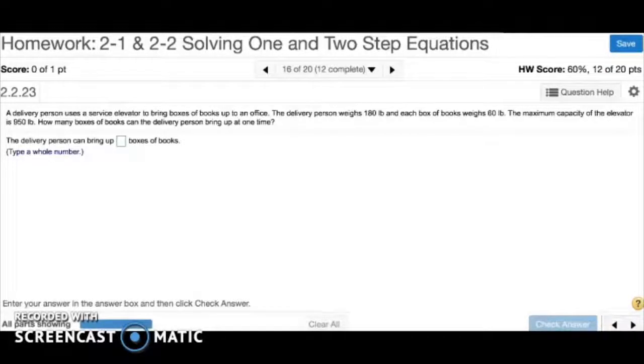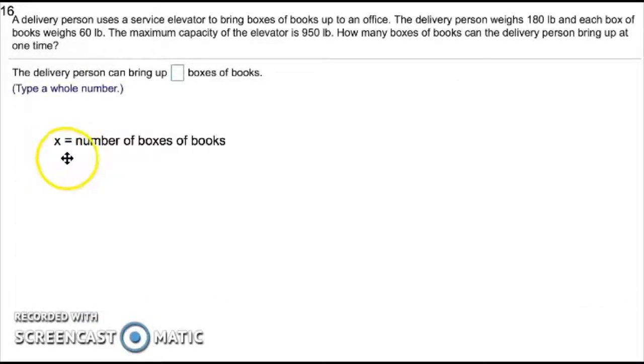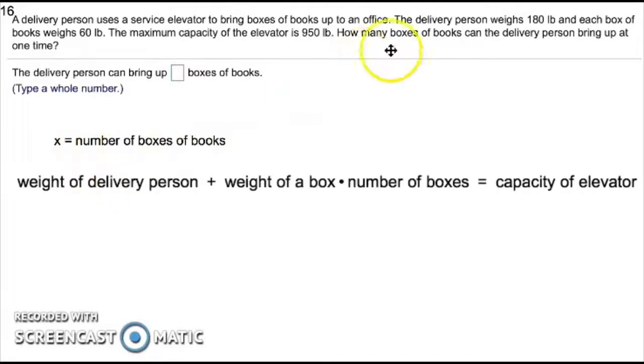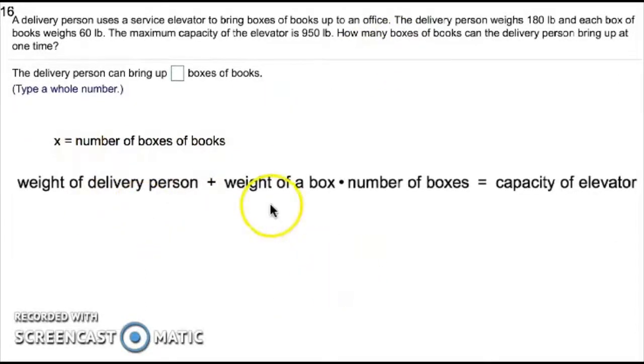Number 16. A delivery person uses a service elevator to bring boxes of books up to an office. The delivery person weighs 180 pounds, and each box of books weighs 60 pounds. The maximum capacity of the elevator is 950 pounds. How many boxes of books can the delivery person bring up at one time? First, we establish that x equals the number of boxes of books. Now, the weight of the delivery person plus the weight per box times the number of boxes he has with him on the elevator has to equal the maximum capacity of the elevator, not any more.